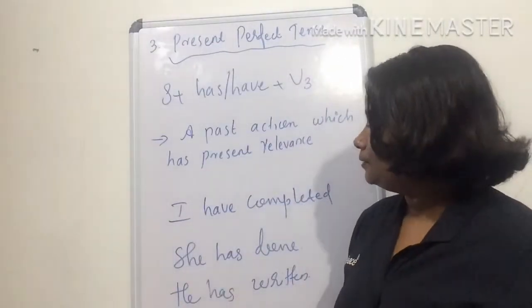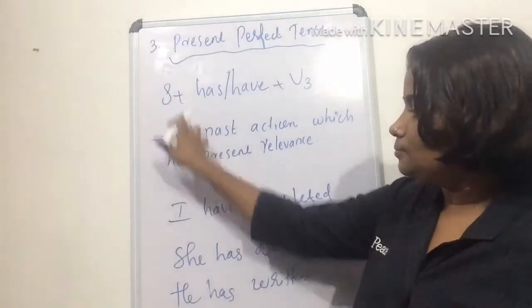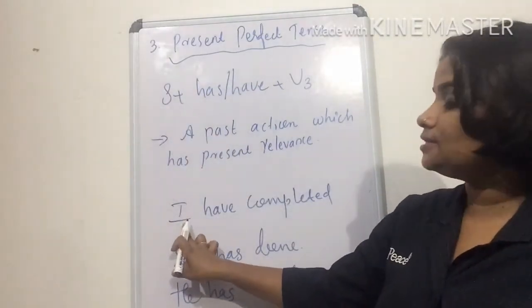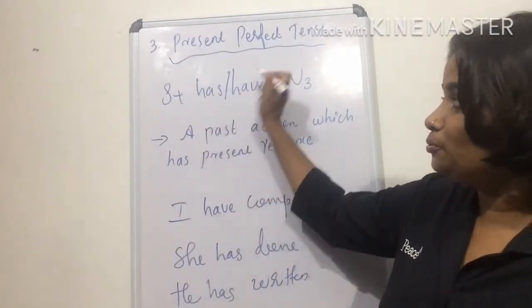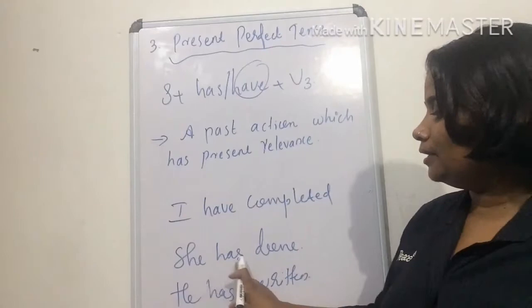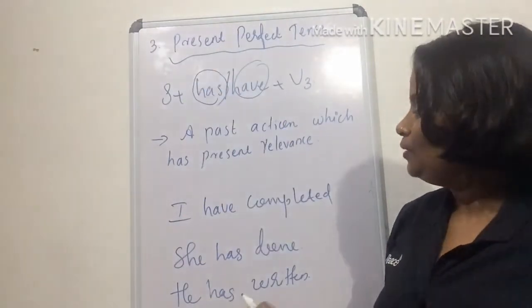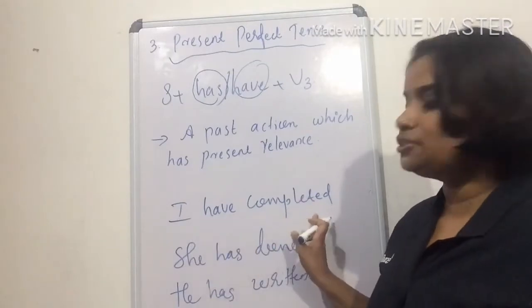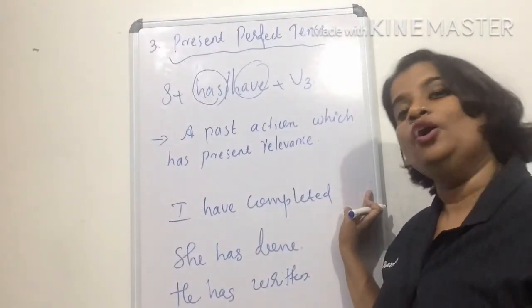Look at these examples. For the first use, I have completed. The subject of the statement here is plural. When the plural comes, what do you want to use? You have to use have. When the singular comes, what do you want to use? Has. So, I have completed my homework.